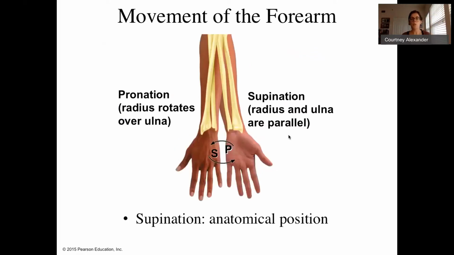Movement of the forearm. So we have those 2 bones in our forearm. When we're in anatomical position, this is supination, and when we rotate them and put our palms in the other direction, we call that pronation. I remember this because if your arms are in supination, you can hold a cup of soup in your hands, and then pronate, pour the soup out. Supinate, hold the soup, pronate, pour the soup out.